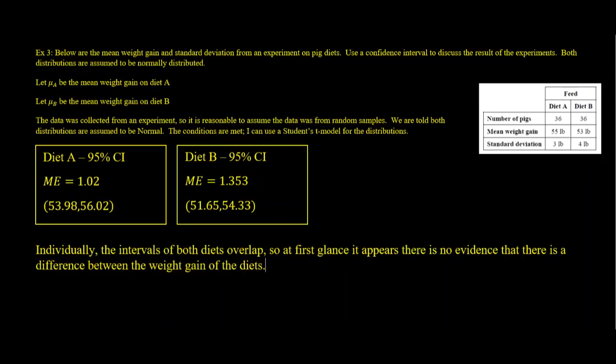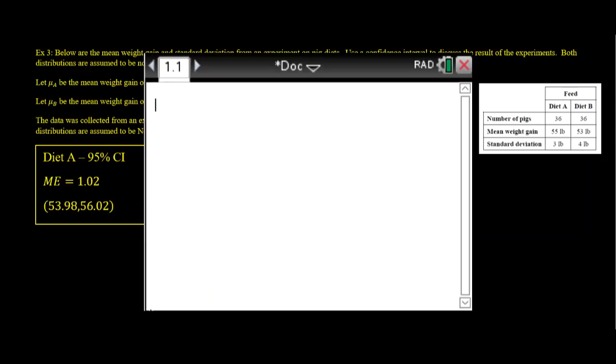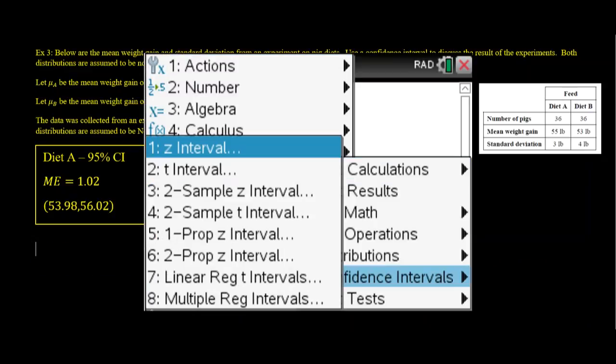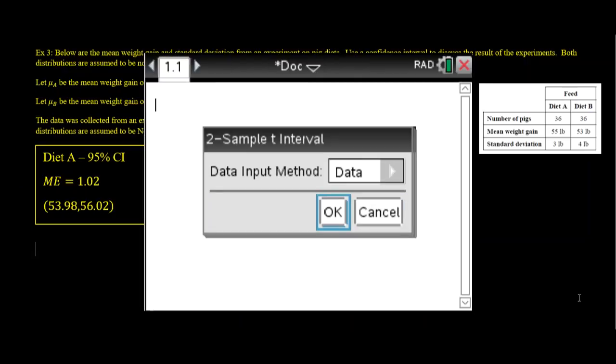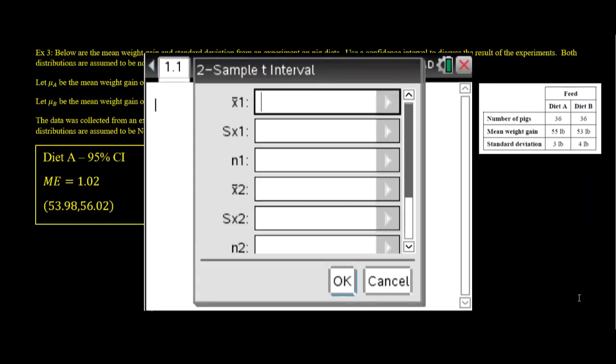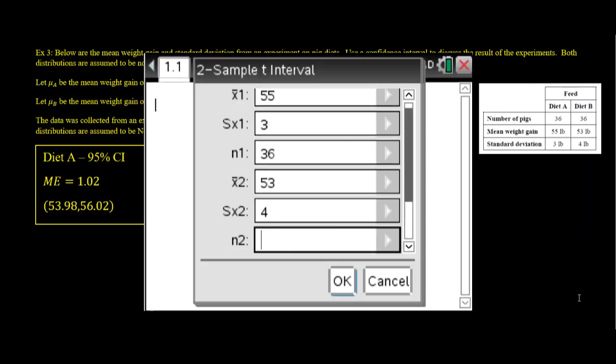So now let's look at the difference between diet A and diet B. Let's do this as a confidence interval with the difference of the two. So we're going to do a 2-sample t-interval from statistics. And same thing, x1 will be the mean for diet A, x2 the mean for diet B, so we plug all our data in there. And as usual, no pooled. Do not pool on means.